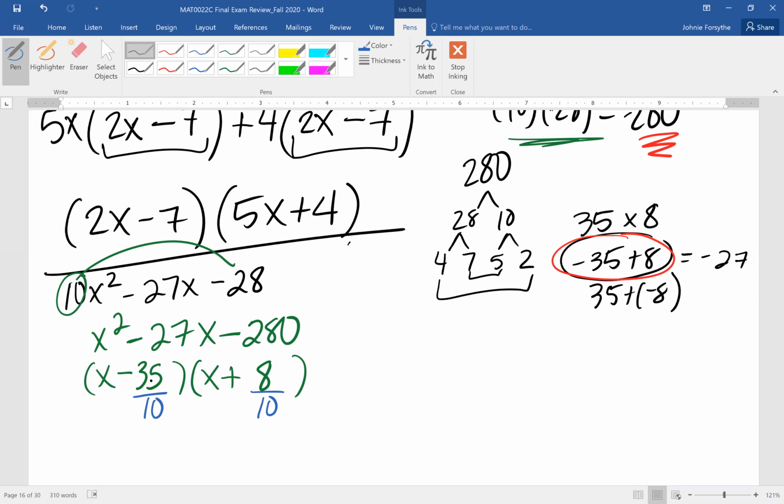But so in this case, I can simplify 35 over 10. I can divide them both by 5. So that would be negative 7 over 2.